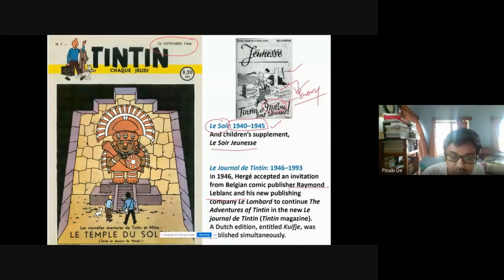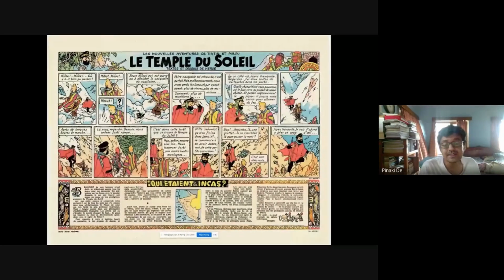Before that, there was no colored Tintin, and the color that you see here is also of different nature, not the kind of color, digital coloring that you see today. When you buy a Tintin today, the coloring is distinct from the kind of coloring that was there before that. So when Tintin was shifted to a magazine, this is the kind of spread that Tintin had. This was the kind of color that Tintin had.